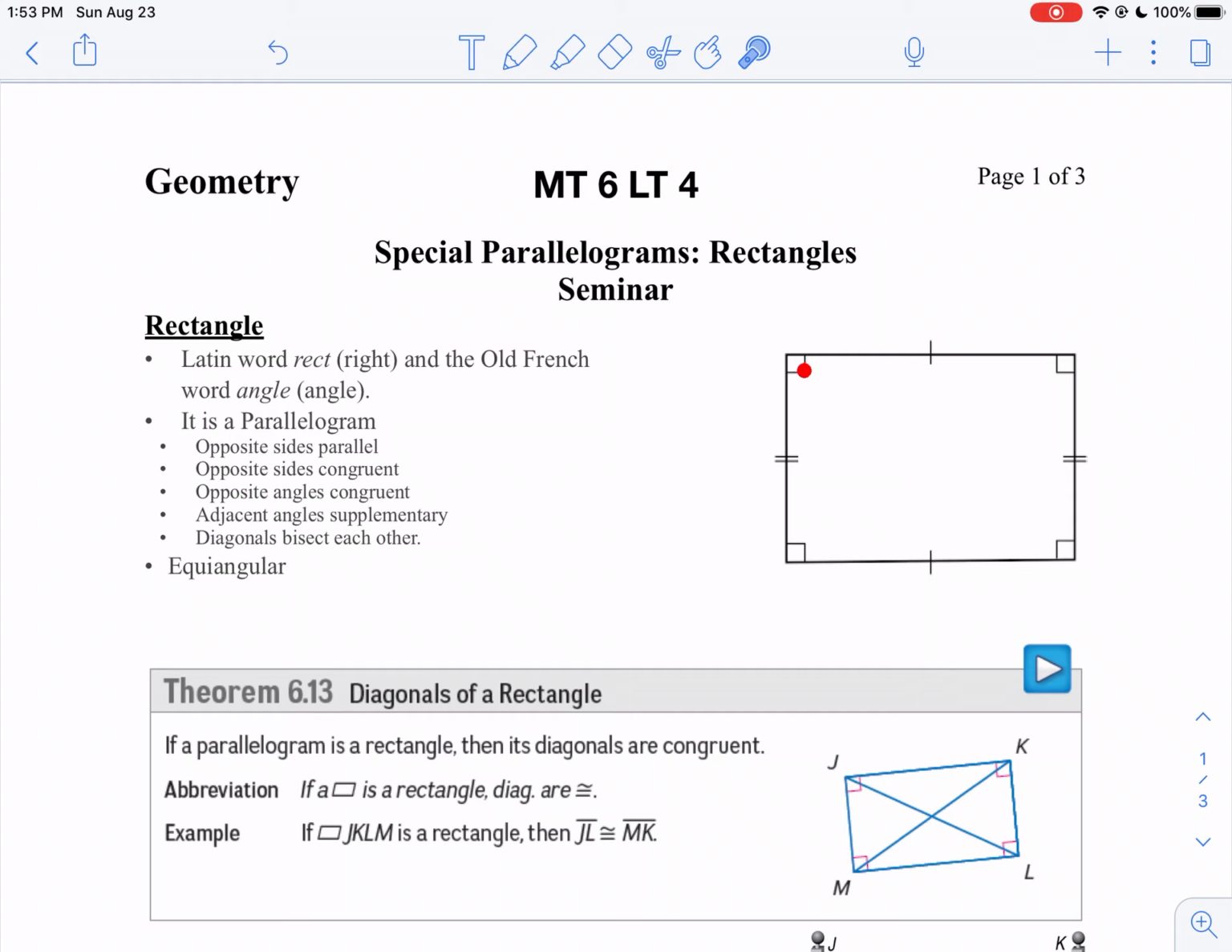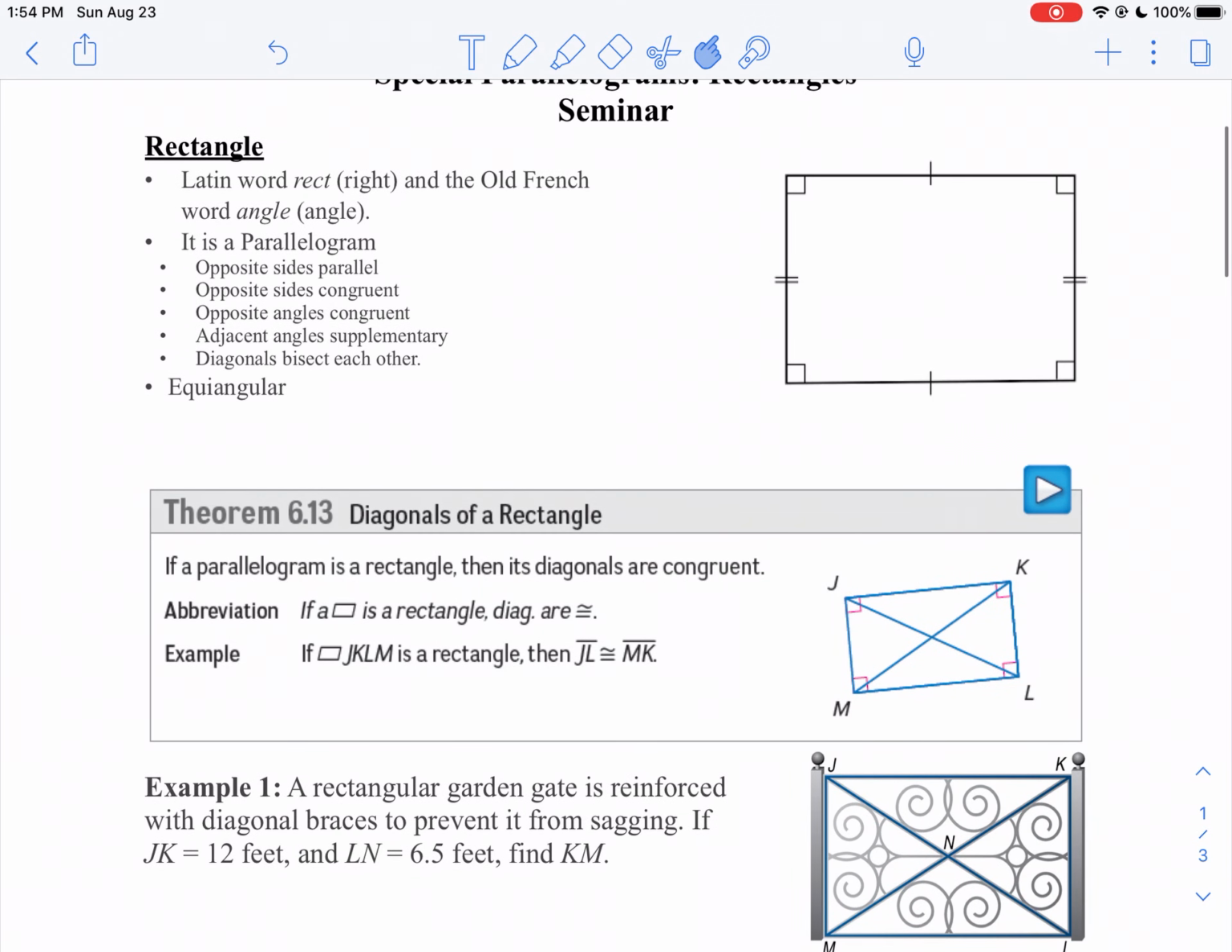Since you have one right angle, in a parallelogram, we know the opposite angles are congruent, and we know the adjacent angles are supplementary, so the supplement of 90 is 90. One theorem we have is if you have a rectangle, the diagonals must be congruent.